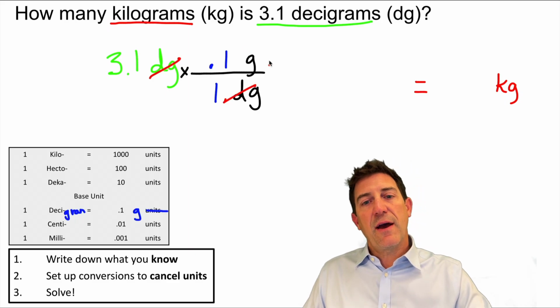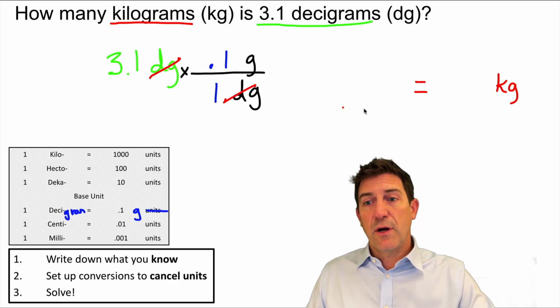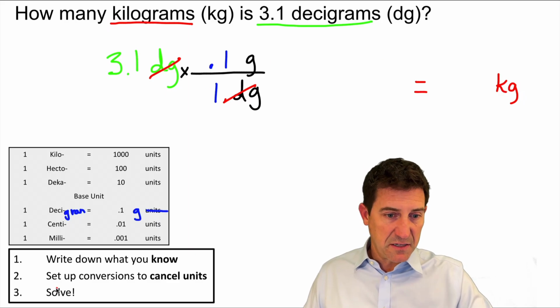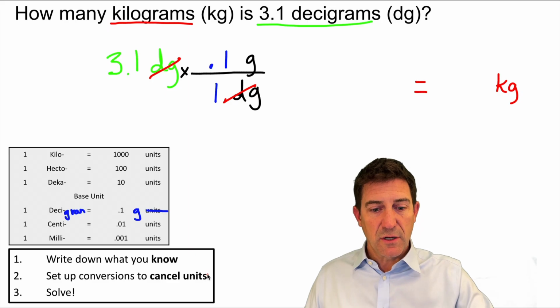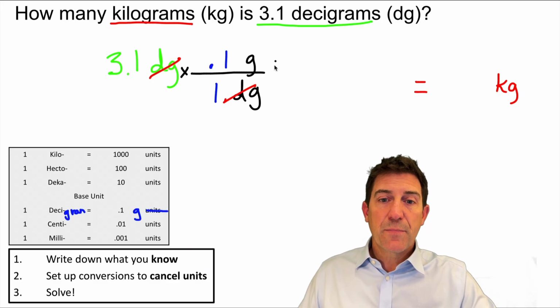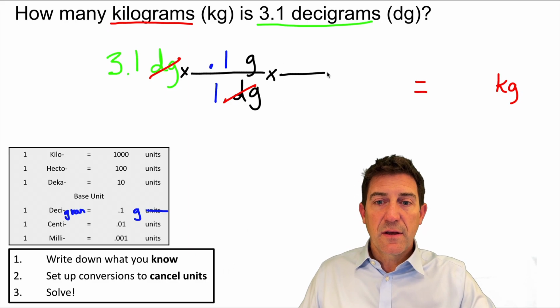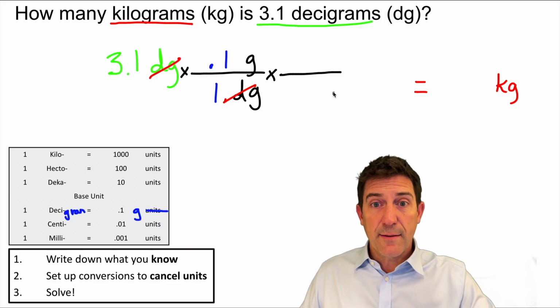Okay, now I have grams left, but I want to be in kilograms. So I need to set up conversions to cancel units. I just keep going. Another conversion factor. That conversion factor has got to have grams on the bottom because, right, that's the only way to get rid of the grams, and I don't want grams over here.